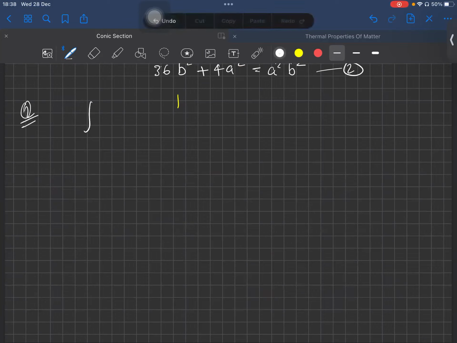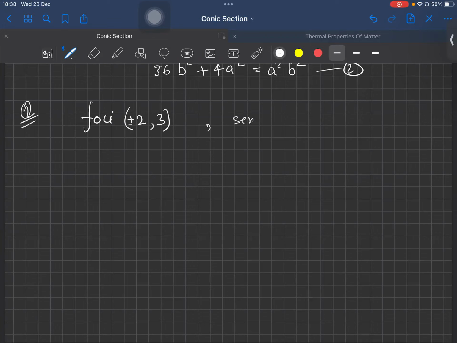Okay, so the foci of the ellipse are plus or minus 2, 3. The semi-major axis is given. The length of the semi-major axis is square root of 5. Find the equation of the ellipse.